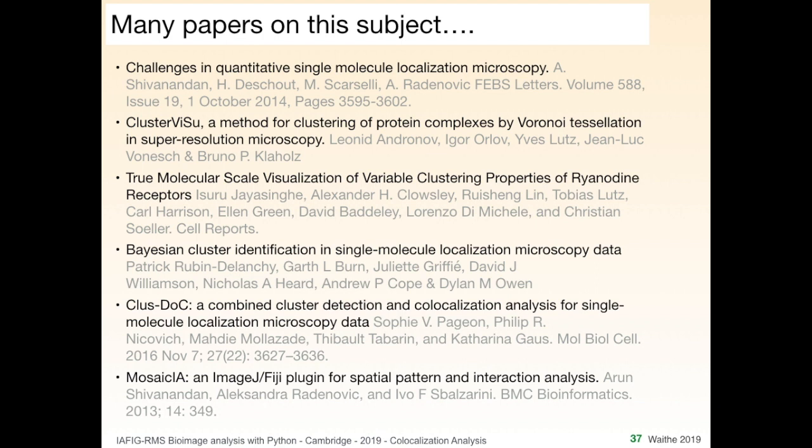So if you want to do colocalization and clustering, then I really encourage you to look into how other people have done it. But it's an expert thing that you need to apply yourself to. There are too many assumptions and decisions that you need to make to just use an algorithm off the shelf. Okay.